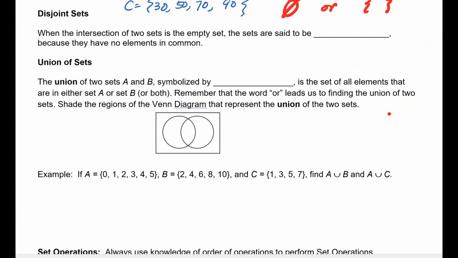So this next term, disjoint sets. This is important sometimes because there's many times in life where we'll have groups of things where there's no overlap, there's nothing in common. And when there's nothing in common, or mathematically speaking, the intersection of two sets is the empty set like we just had, the sets are said to be disjoint.